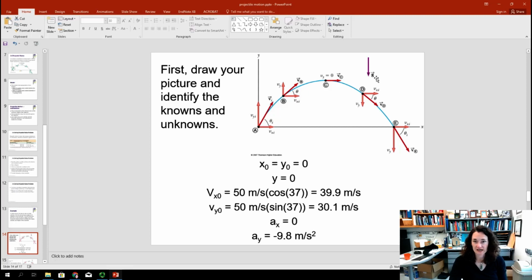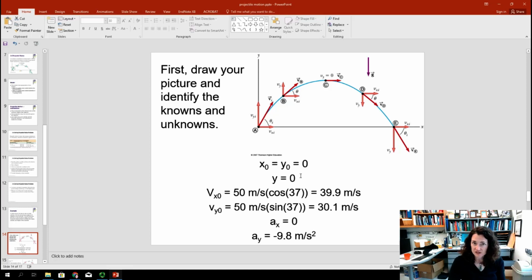I've also indicated that gravity is down here with this purple arrow, and it's pointing only in the y direction, and it's down. Now I'm going to list my knowns and my unknowns. Since I put my origin, that was my choice, right there at the start of where the particle is, then I'm going to put x naught equals y naught equals 0. So those are my initial positions in both the x and y direction. It starts at the origin, so they're both 0.